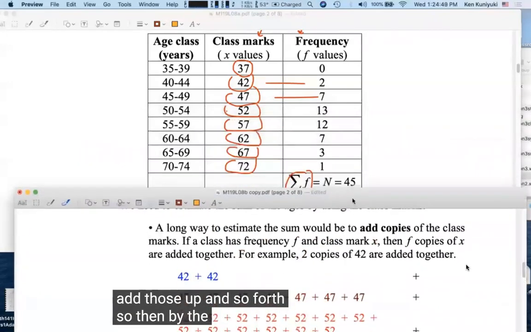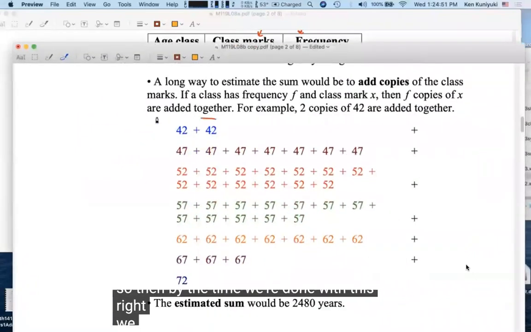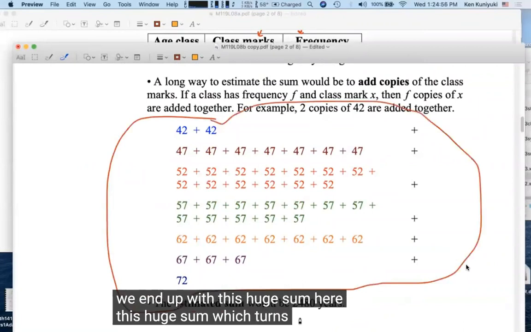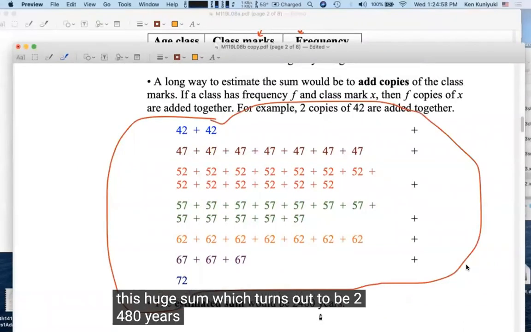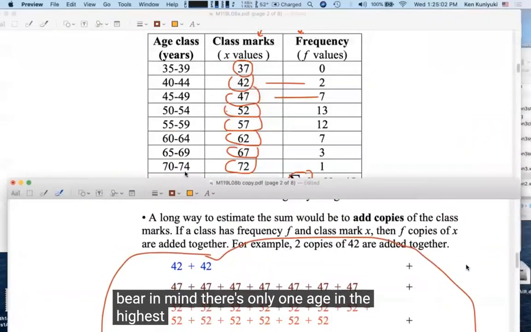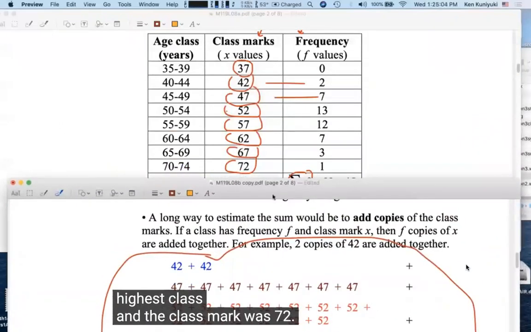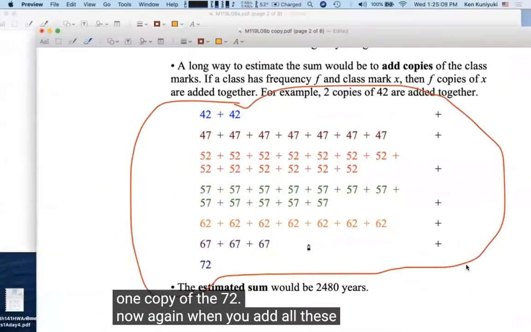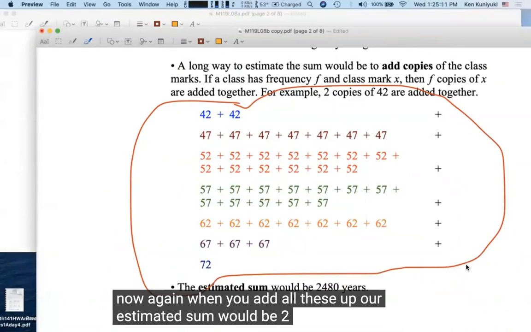So then, by the time we're done with this, we end up with this huge sum here, which turns out to be 2,480 years. Bear in mind, there's only 1 age in the highest class, and the class mark was 72. We only had 1 copy of the 72. Now, when you add all these up, our estimated sum would be 2,480 years.